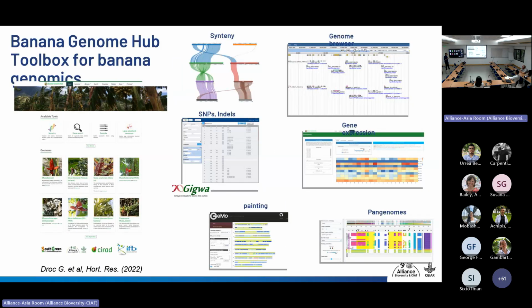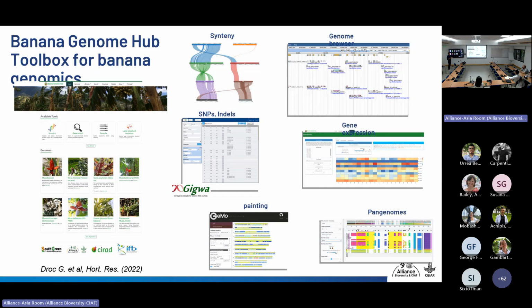And all this information has been included in the Banana Genome Hub that we co-developed with CIRAD, where you can have access to a lot of tools to compare chromosomes together, to look at SNP markers, to look at genes, gene expression. So we have many different tools that are useful for gene discovery. And it has been useful to support the community for years.